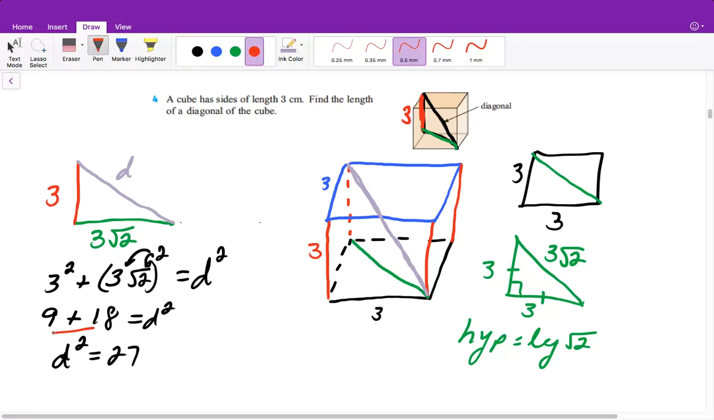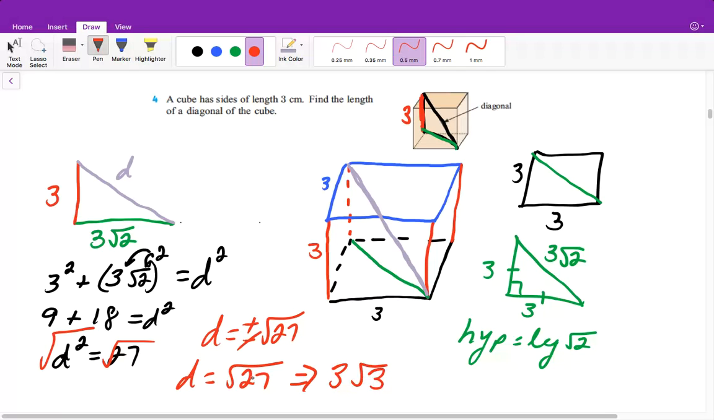We can take the square root of both. So our d is equal to plus or minus the square root of 27. We reject the negative, so d is then equal to the square root of 27. Now, if they're asking you to leave this in simplest radical form, the answer would then be 3 root 3, because 9 goes into 27 3 times, and the square root of 9 is 3, so the 3 will remain. Or if we're asked to round to the nearest tenth, it would then be 5.2 centimeters, and this would be centimeters as well.